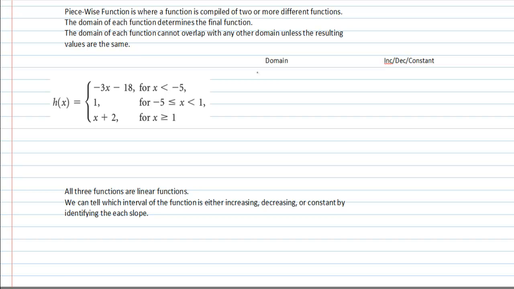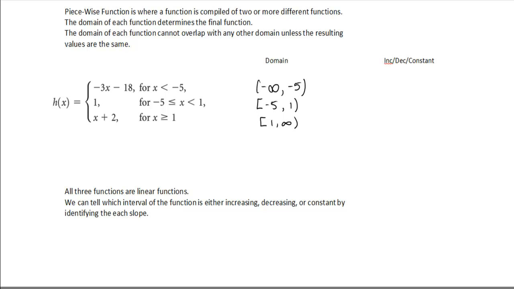For the given function h of x, the negative 3x minus 18 has a domain where x has to be less than negative 5. Therefore, the domain will be from negative infinity up to negative 5, not including. For the second function 1, it exists between negative 5 and positive 1, including the negative 5 because of the less than or equal to, but not including the 1 because it's strictly less than. And for the function x plus 2, that function exists only when x is greater than or equal to 1, so it's going to be bracket 1 to infinity.